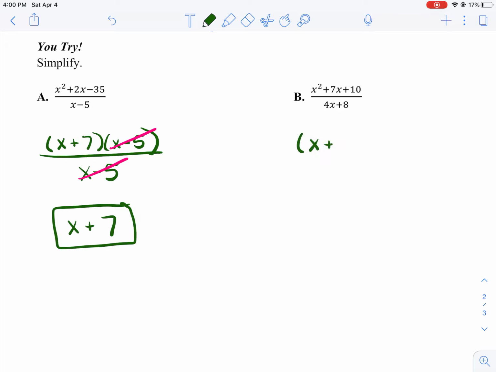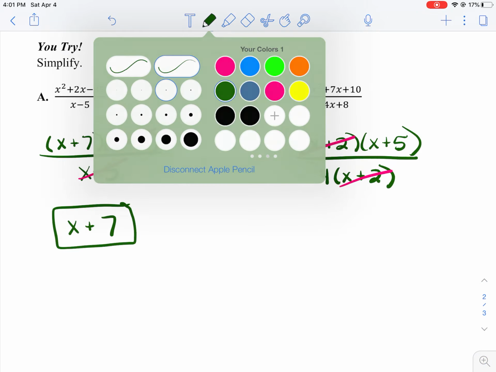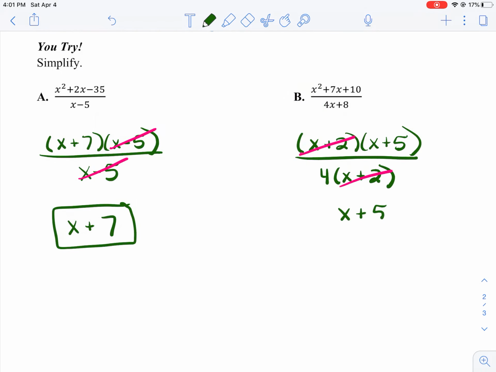And then this one on the top, it's going to be x plus 2 and x plus 5. And then on the bottom, take out a 4. That's a GCF problem, and you're left with x plus 2. And now you can cross out the x plus 2's. And so you get x plus 5 over 4.